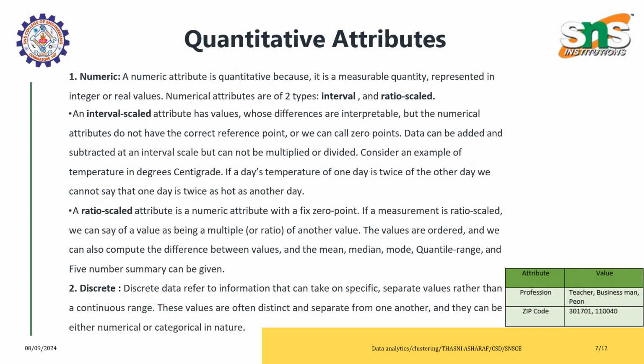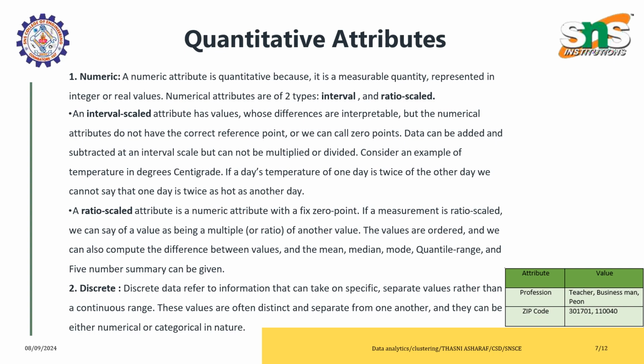Next is the quantitative attribute. It can be differentiated into numeric, discrete or continuous. A numeric attribute is quantitative because it is measurable, represented in integer or real values. An interval scaled attribute has values whose differences are interpretable, but the numerical attribute does not have a true reference point, or we can call it a zero point. Another one is the ratio scale. A ratio scale is a numeric attribute with a fixed zero point. If the measurement is ratio scaled, we can say a value is a multiple of another value.